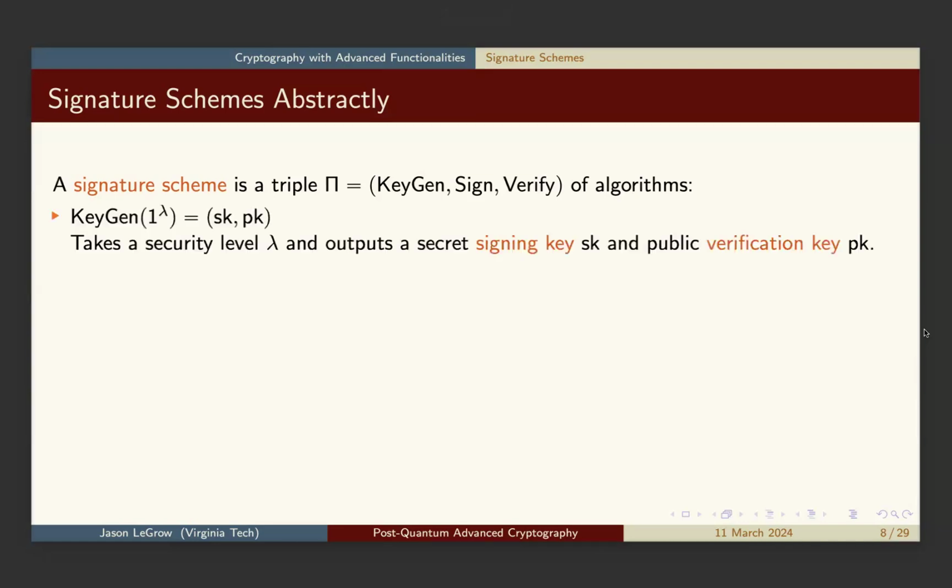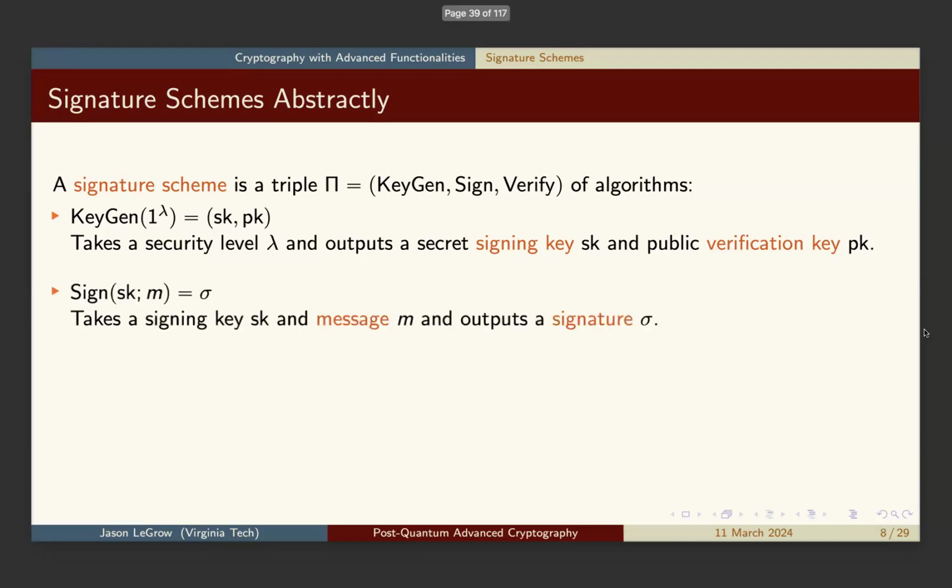The first algorithm, which is not the interesting one, produces a signing key and a verification key. The idea is you keep your signing key to yourself. You don't tell other people how to make your signature, but you show other people your signature. So they need a way to verify that it's yours. That's what the verification key is for.